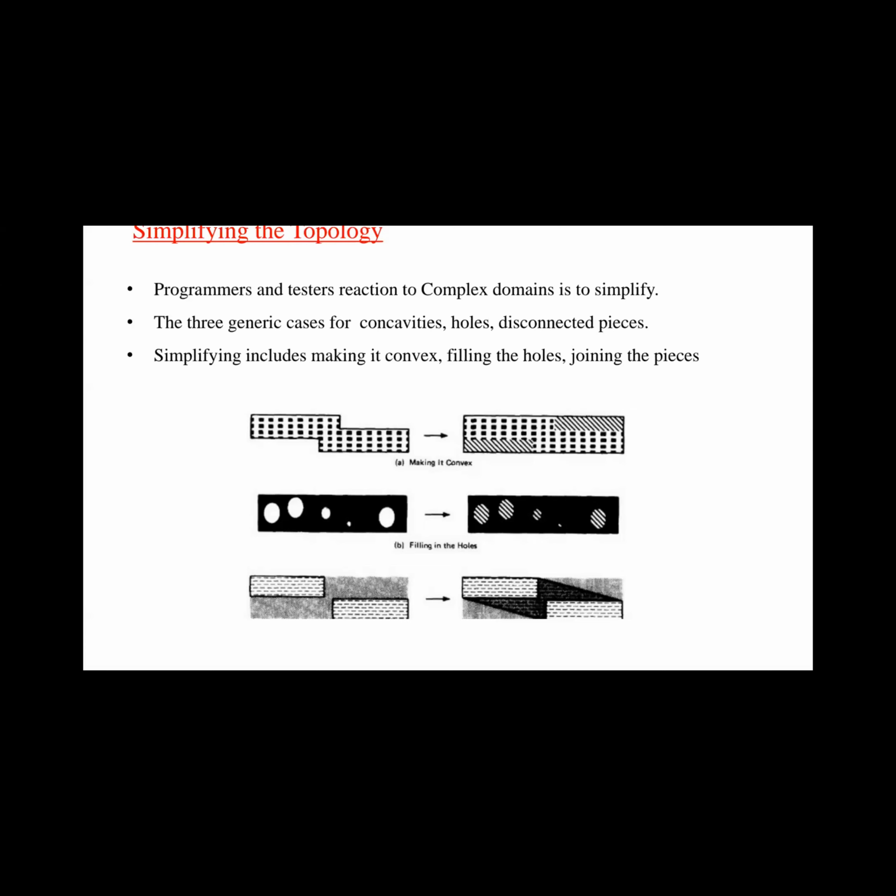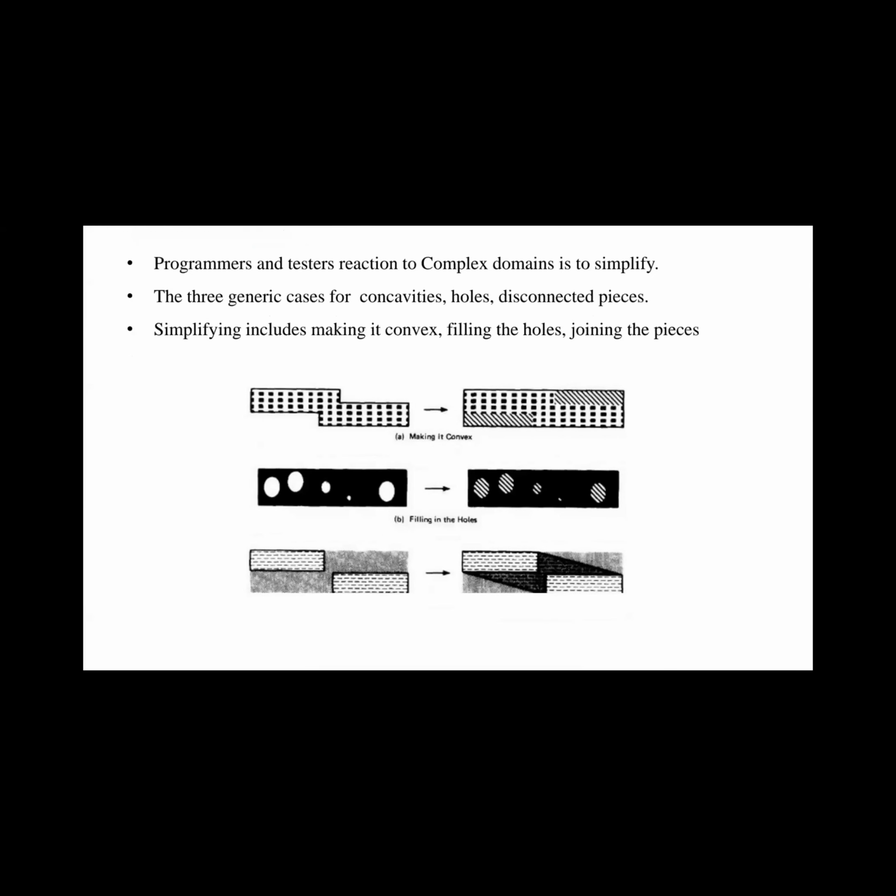Next one, joining the pieces. If the boundary has two different pieces, we can join these two pieces without any overlap. Okay, if we join these two domains, generally it will have overlap. Without overlapping, we have to join these two pieces. See this first one, missing, making it convex. When you are taking two points in a convex and joining them, the line should be in the range of that convex.